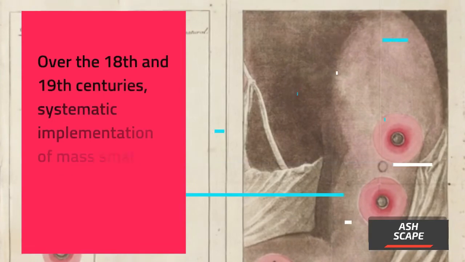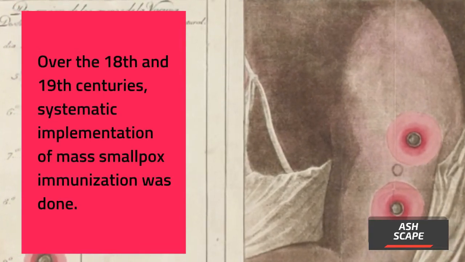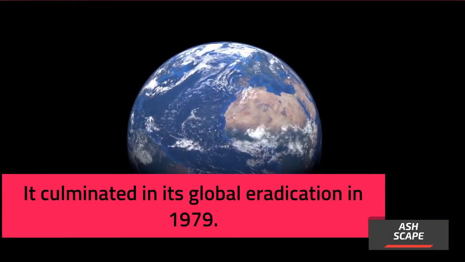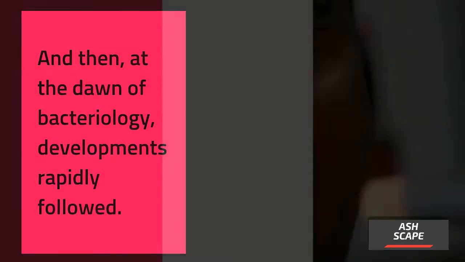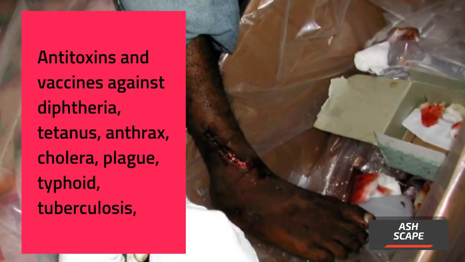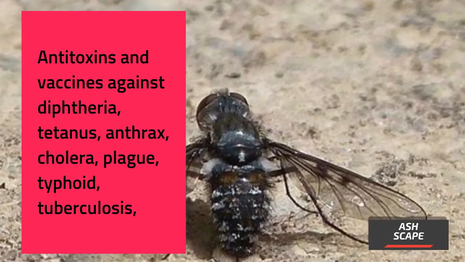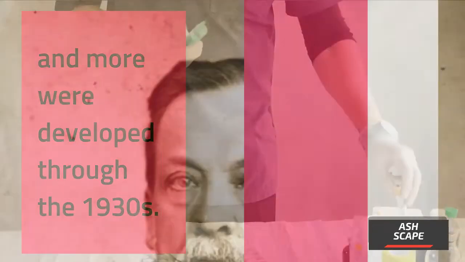Over the 18th and 19th centuries, systematic implementation of mass smallpox immunization was done. It culminated in its global eradication in 1979. And then, at the dawn of bacteriology, developments rapidly followed. Antitoxins and vaccines against diphtheria, tetanus, anthrax, cholera, plague, typhoid, tuberculosis, and more were developed through the 1930s.